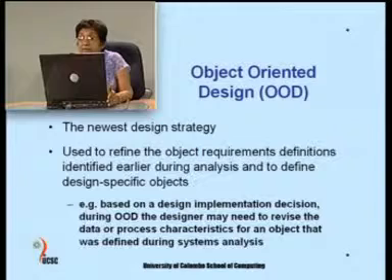Then object oriented design is the newest, the most recent design strategy, and it is used to refine the object requirements definitions identified earlier during analysis and to define design specific objects. Based on the design implementation decision during object oriented design, the designer may need to revise the data or process characteristics for an object that was defined during systems analysis. So, during analysis you may have identified certain objects, but during the design process you may refine them some more.